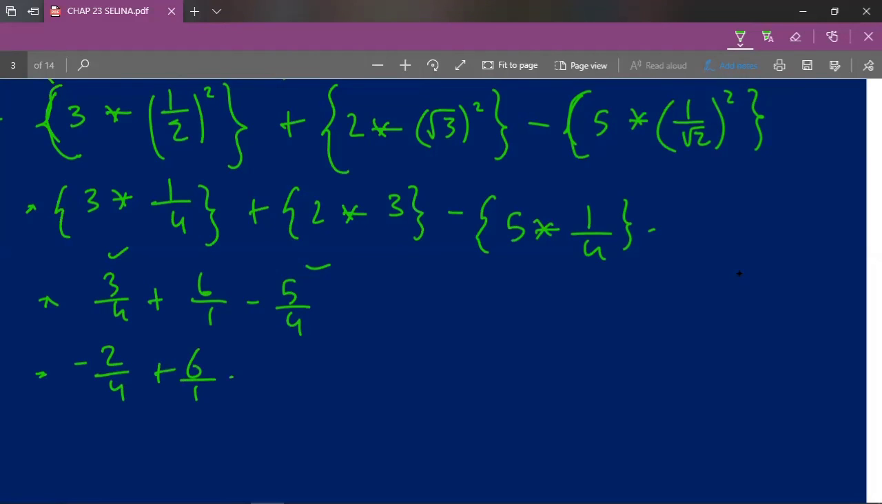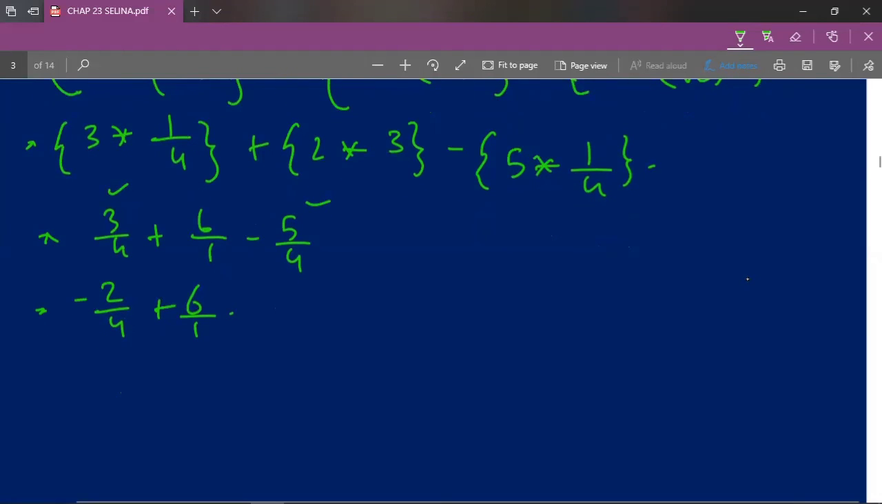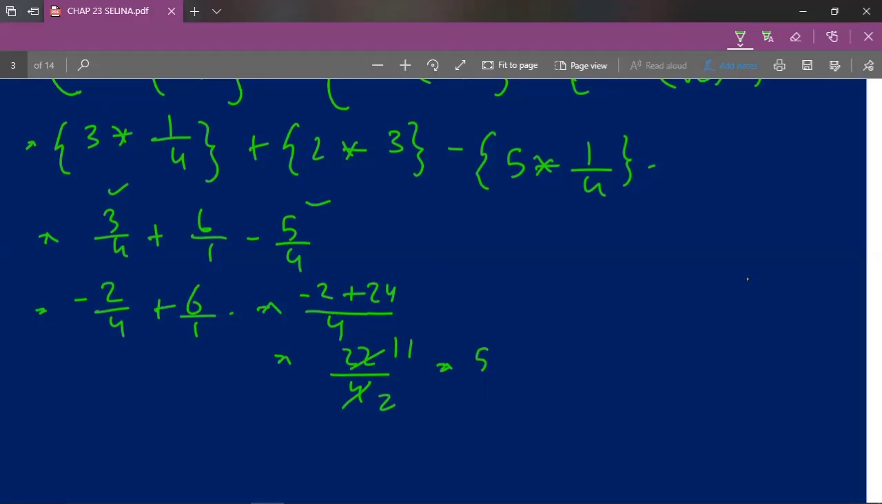Plus 6 upon 1. So over here, our LCM will be equal to 4. 4 ones are 4, so therefore minus 2 ones are minus 2. 1 fours are 4, so therefore 6 fours are 24. So therefore 24 minus 2 will be equal to 22 upon 4, which will be equal to 5.5. Just remember that in trigonometry you cannot do it in decimal form as I've done here. That's the biggest mistake you can commit. Don't write the answer in decimal form.